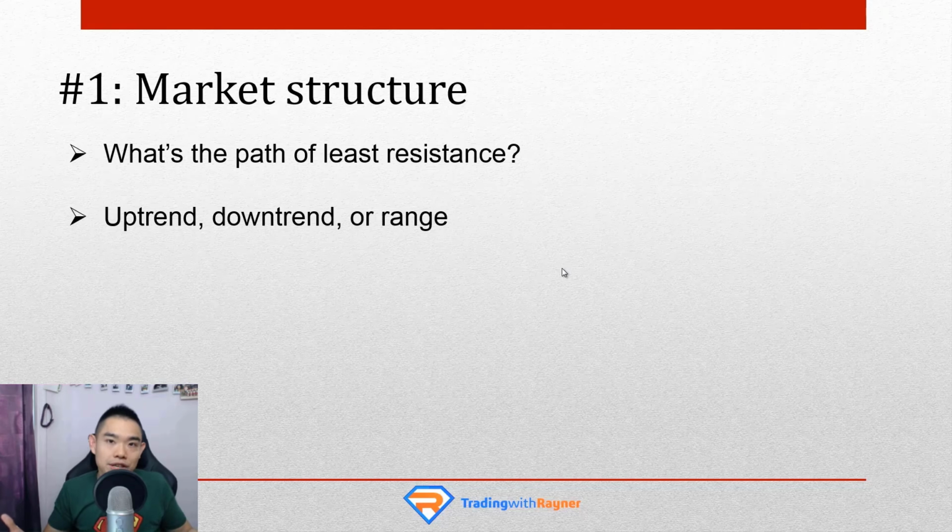And if the market is in a range, you can trade both sides, either buying or selling. So that is pretty much what you're trying to do with the first step. Identify the market structure. Identify the path of least resistance. And the way to do it is to classify the type of trend the market is in. Is it in an uptrend, a downtrend, or a range? Don't complicate things further. And let me give you a few examples.